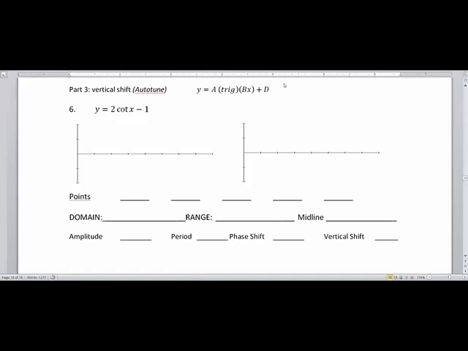In this video, we are going to continue our work with graphing cotangent, tangent, cosecant, and secant, and we are going to look at some vertical shifting, as well as some amplitude changes and period changes as well. So we're going to focus on the letters A, B, and D in this book, which you might also see as alpha, omega, and beta.